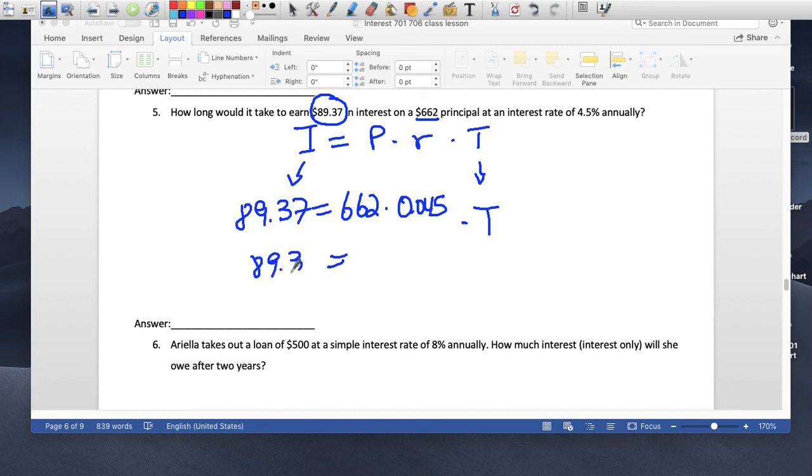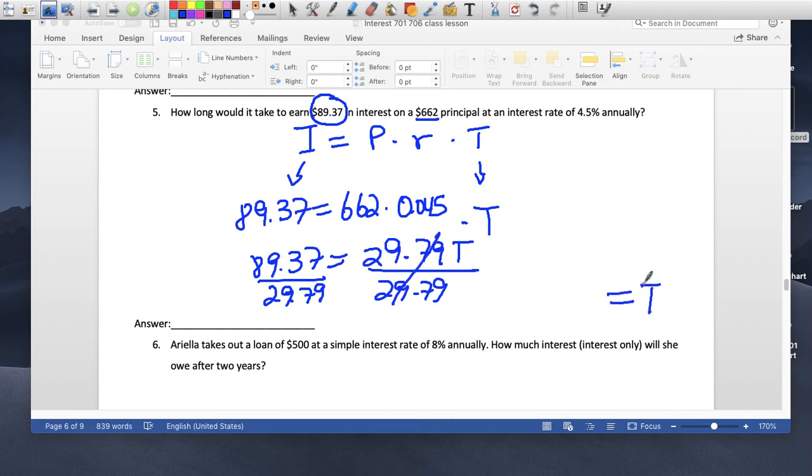On the right side, I can multiply 662 times 0.045, and that's going to give me 29.79 t, which I now get to divide by 29.79 on both sides. So this crosses out, and I'm going to have t. Let's see how much time 89.37 divided by 29.79 is going to give us: 3. So 3 years.